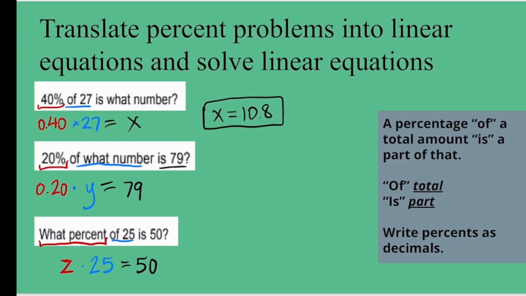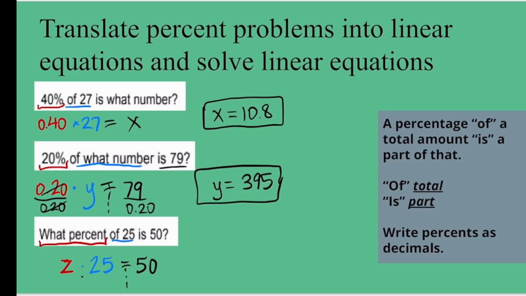For the second problem, you have numbers on the left and the right side. We have to divide by 0.20, because that's the opposite of multiplying. And 79 divided by 0.20 is 395. And then the last one, same concept as the second one. They're on opposite sides, so we're going to have to divide by 25. So z equals 2. But wait, there's more.